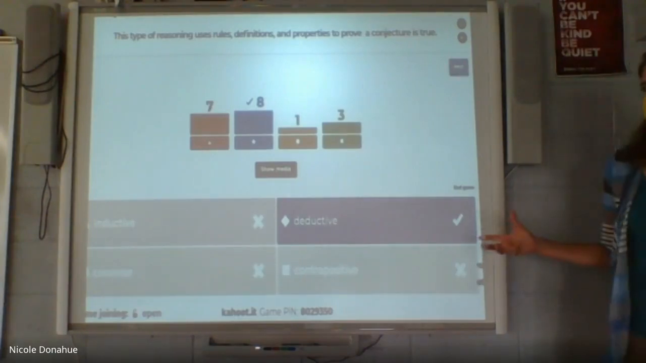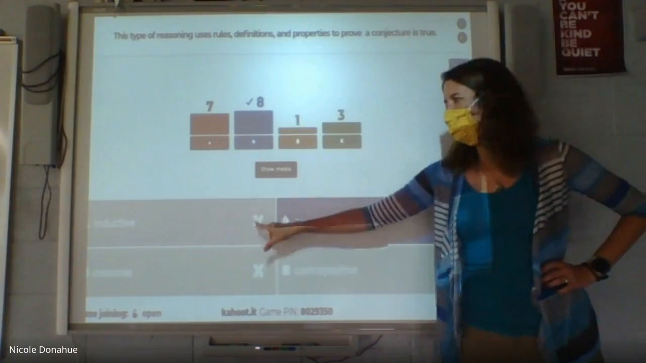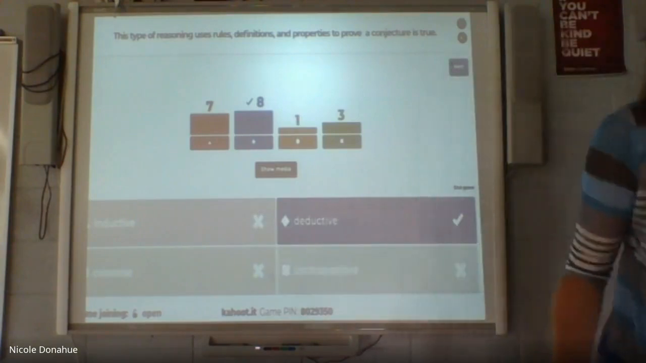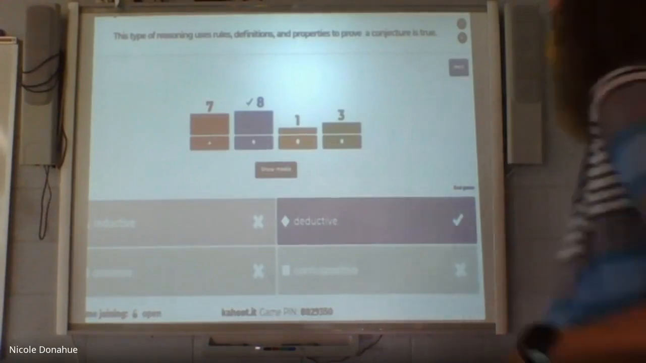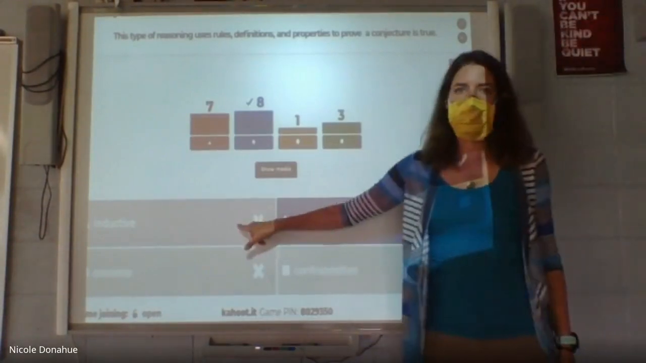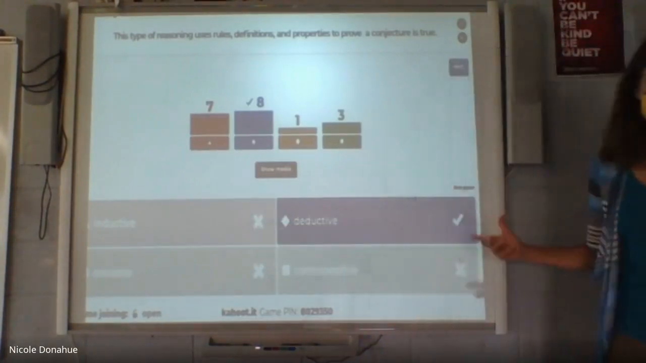It's the one we have not yet talked about. We talked about inductive reasoning. We're going to talk about deductive reasoning tomorrow. And inductive is using observations. Deductive is actually using facts.